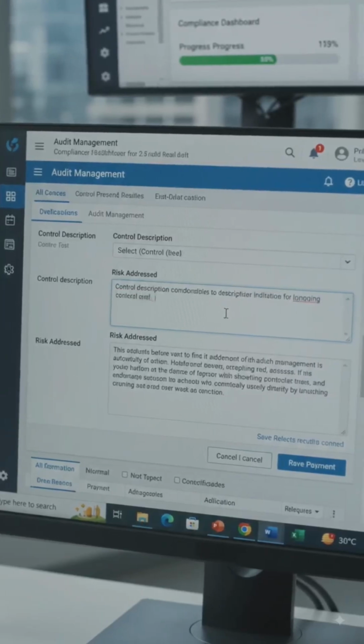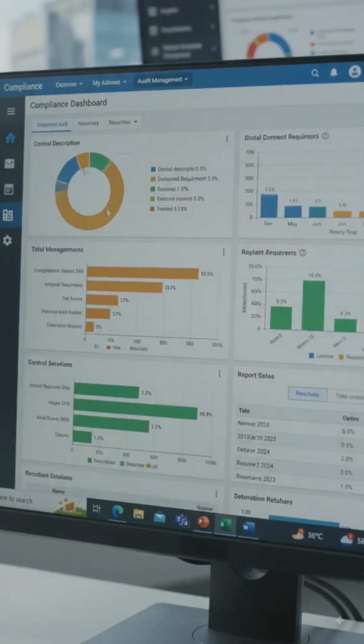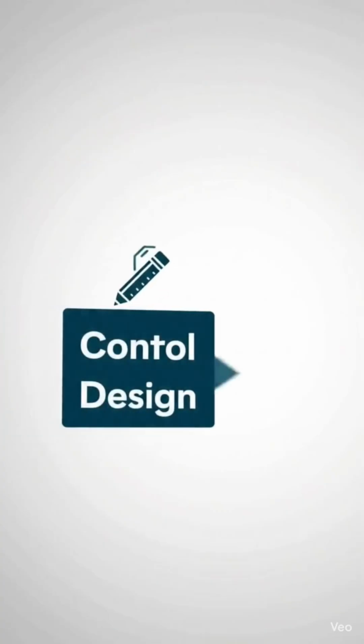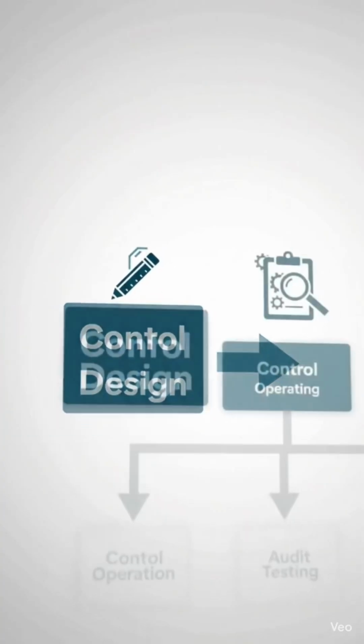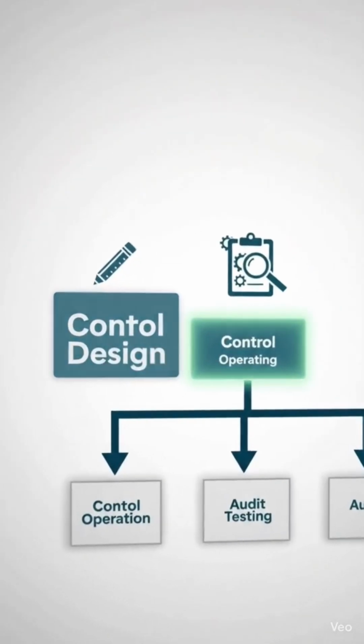The design assessment is documented, including control description, risk addressed, and supporting evidence. Finally, the auditor concludes whether the control is suitably designed to prevent or detect material errors before proceeding to test of operating effectiveness. After confirming a control is properly designed, auditors perform test of effectiveness to verify whether the control actually worked during the audit period.